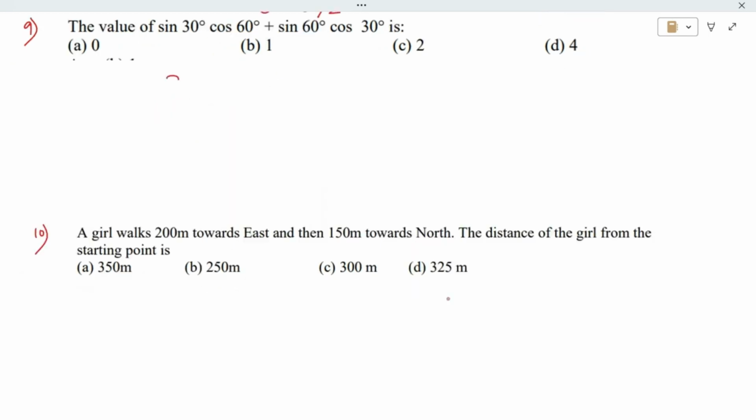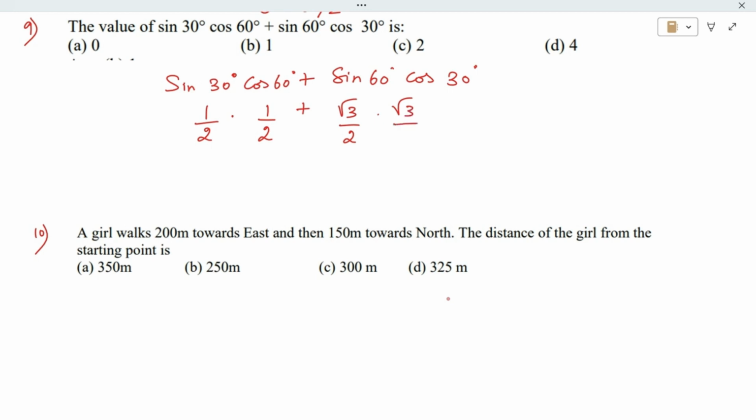Question number 9. The value of sine 30 degree cos 60 degree plus sine 60 degree cos 30 degree is. So here sine 30 degree value from the tabulation is 1 by 2 and cos 60 is also 1 by 2. Sine 60 is root 3 by 2 and cos 30 is root 3 by 2, isn't it? So 1 into 1 is 1, 2 into 2 is 4 in the denominator, root 3 times root 3 is 3, and 2 times 2 is 4 in the denominator. Since it is like fraction, I am just adding the numerator, keeping the denominator as it is. So 4 by 4, which is 1, option is B1.